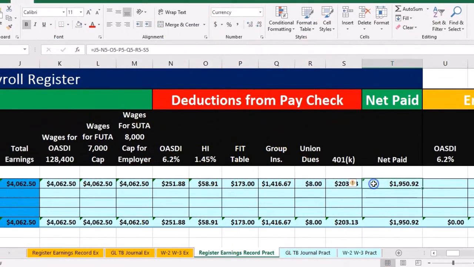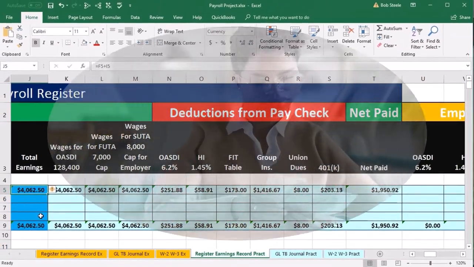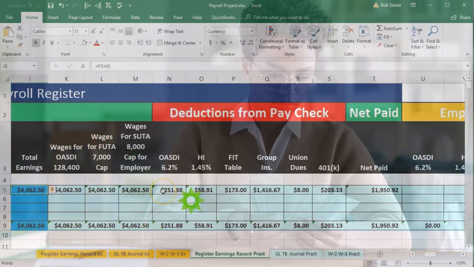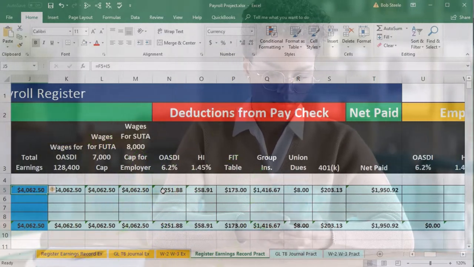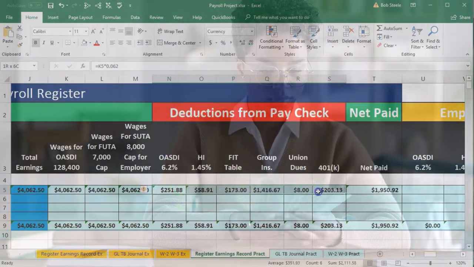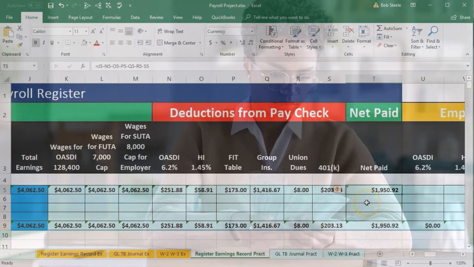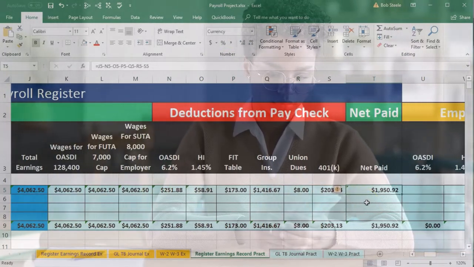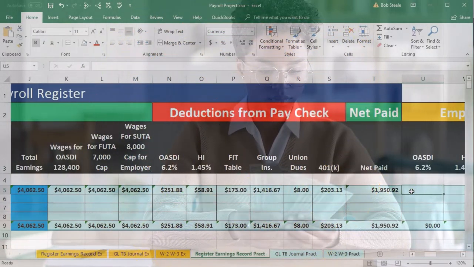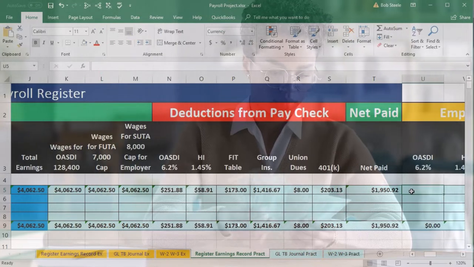This would be the actual net check. So in other words, the employee earned 4,062.50 in theory. Again, if we had economic earnings without these withholdings, it might be different. But in theory, they earned 4,062.50. We took out from their check for them to pay on their behalf OASDI, Medicare, federal income tax, insurance, union dues, 401k, to get to a net check that they'll actually receive of $1,950.92.